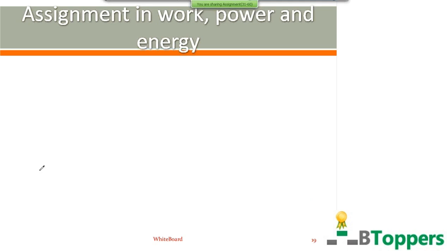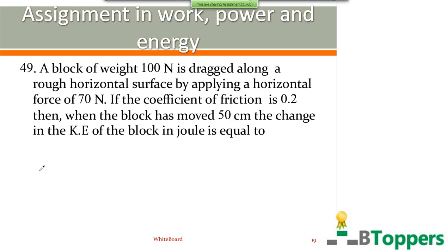Next, I am going to discuss the question number 49. A block of weight 100 newton is dragged along a rough horizontal surface by applying a horizontal force of 70 newton. The coefficient of friction is 0.2. Then when the block has moved 50 centimeters, the change in the kinetic energy of the block is equal to. So here you have to find the magnitude of frictional force on the block, because change in the kinetic energy of the block is equal to total work done by all the forces acting on the block.